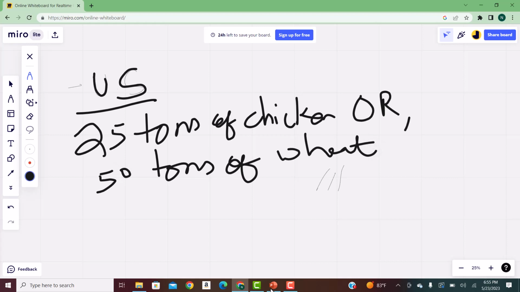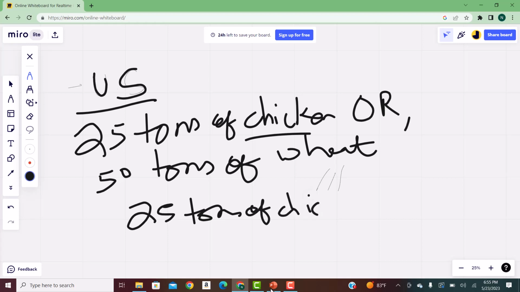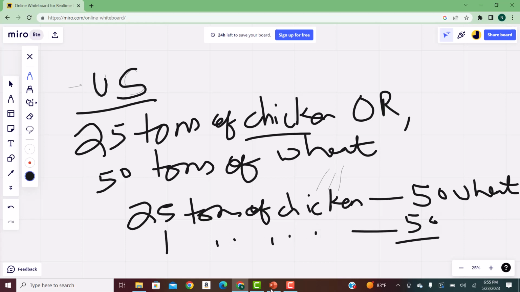Okay, so that's what we have. So if the US decides to produce chicken, let's say 25 tons of chicken, what is the opportunity cost? What are they giving up? In order to produce 25 tons of chicken, they are giving up 50 tons of wheat. So if it's 1 ton for 1 ton of chicken, they are giving up 50 divided by 25, which is 2 tons of wheat.